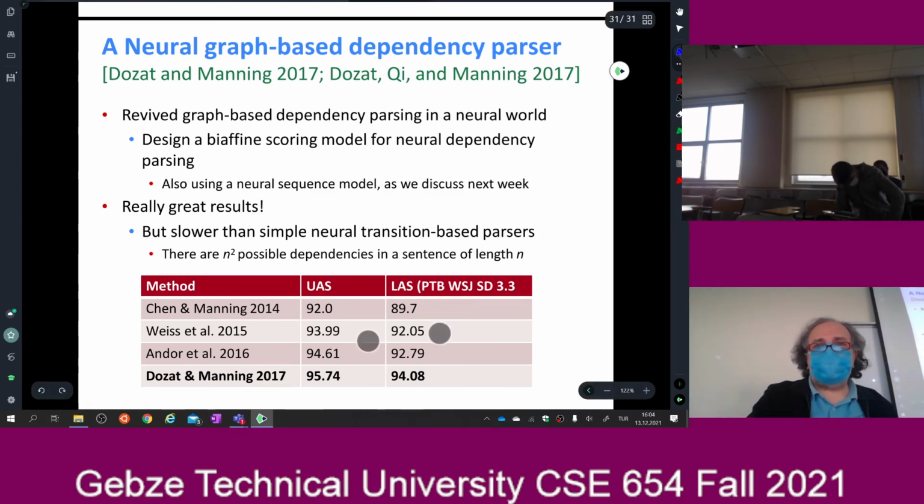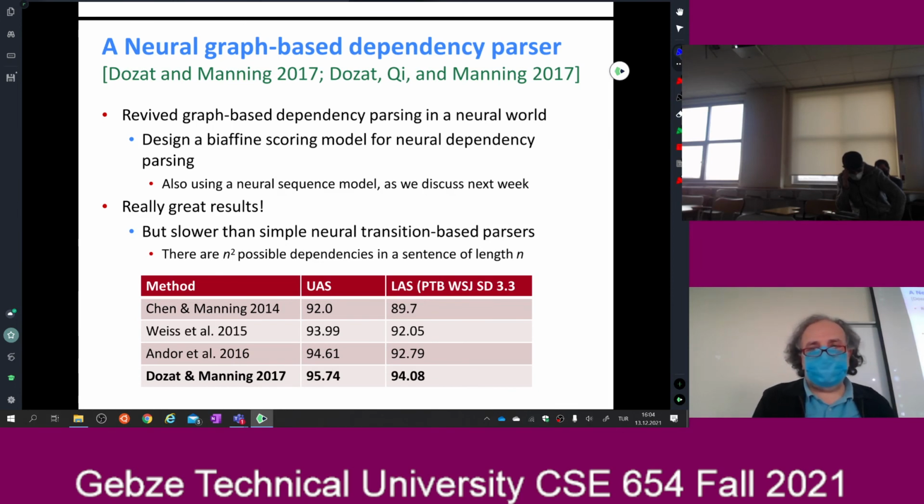The author of these slides, this guy Manning, said that they have developed a neural network based dependency parser, again another machine learning system, and they are doing very, very well compared to other types of dependency parsers. Really great results.